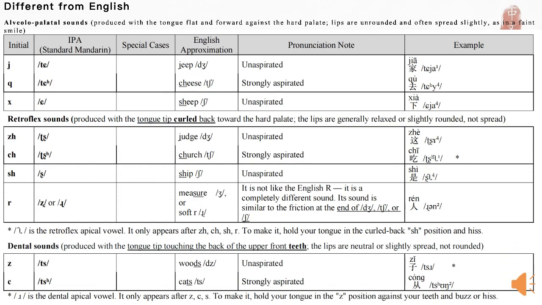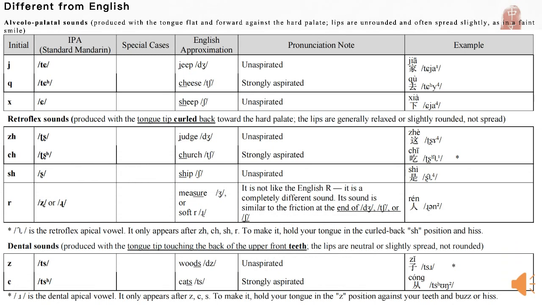The last three groups of initials are different from English. The first one is alveolo-palatal sounds. They are produced with the tongue flat and forward against the hard palate. Lips are unrounded and often spread slightly, as in a faint smile. J, q, x. Initial j is unaspirated, for example, ja. Initial q is strongly aspirated, for example, chu. Initial x is unaspirated, for example, xia.